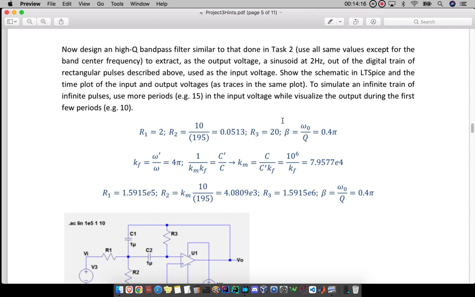Okay, so we have our original R1, R2, and R3, like how we solved it in task 1. We got our bandwidth, but this is a different value now for the bandwidth. Our K sub f is 4 pi, right? And then 1 over k m k f is our km, which of course is our scalar factor.